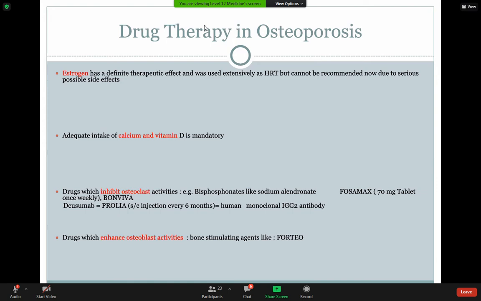So drugs which enhance osteoblast activity. So you have two options. You can give the drugs we talked about, the bisphosphonates or denosumab, which inhibit osteoclasts, or you can give drugs which enhance osteoblast activity. And these are bone-stimulating agents like Forteo. Okay, Forteo is a commercial name. The scientific name is teriparatide.